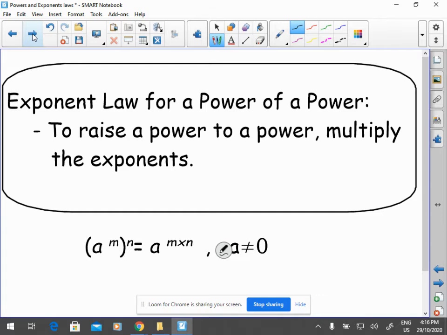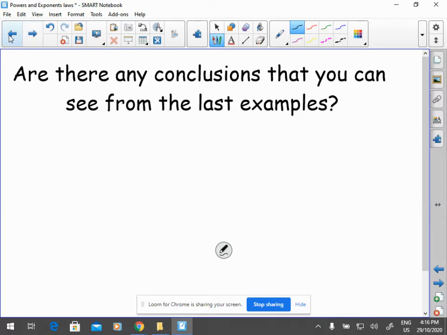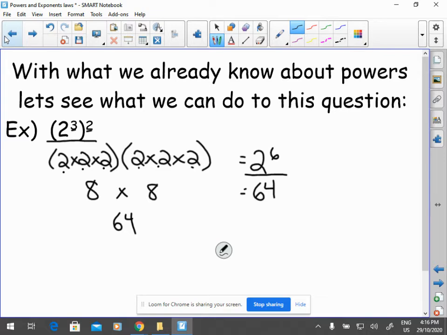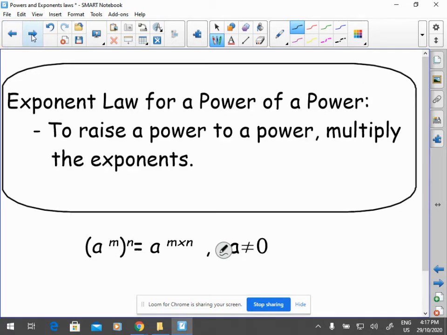The exponent law for a power of a power, or raising a power to a power, is what you may see. All we have to do is multiply the two exponents. So you could see here that 2 times 3 would give me my 6. Just like before, our base cannot be 0. It has to be an actual number, whether positive or negative.